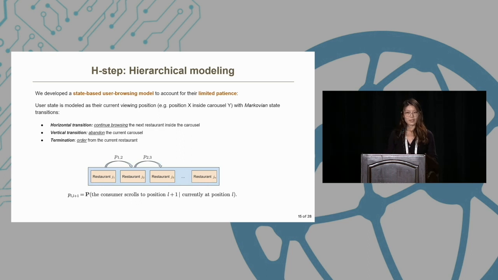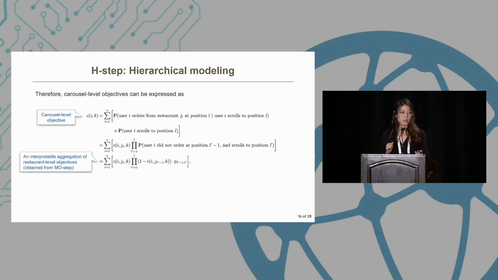And in particular, a user state is modeled as their current viewing position. For example, I'm staring at a certain position inside a certain carousel right now. And then the state transitions are Markovian in the sense that at any state, one of the following three things could happen. So the user could either scroll right and browse the next restaurant inside the carousel, or they could scroll vertically by abandoning the current carousel completely, or the final termination state is that they would just place an order on the current restaurant that they're staring at.